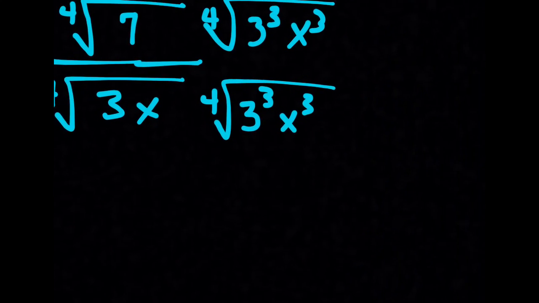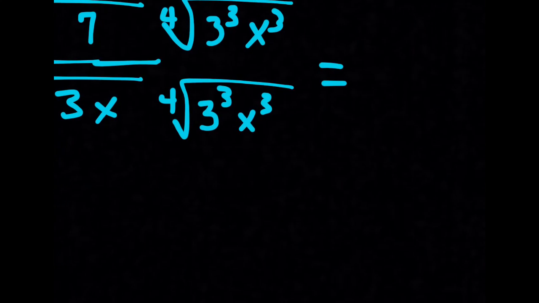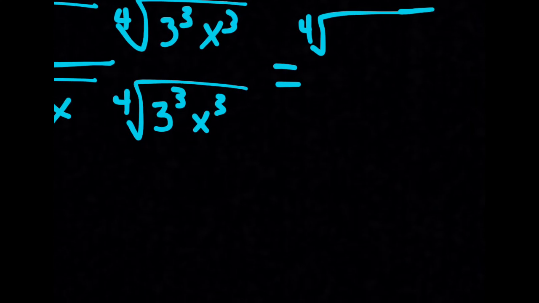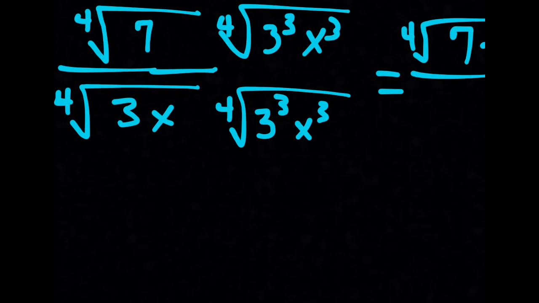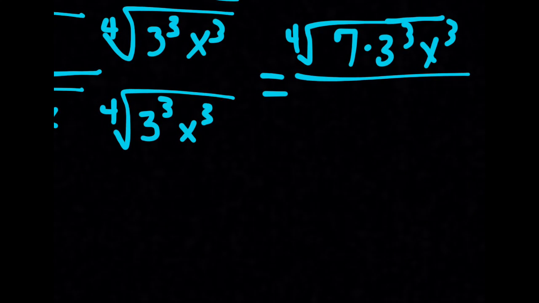So what that will give me on the top is a fourth root of 7 times 3 to the third, x to the third. Because when I multiply two radicals together, if they're the same, then I can just put it all underneath one radical. Make them a big happy family.